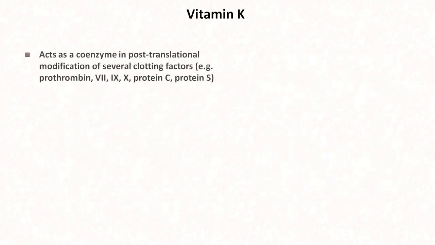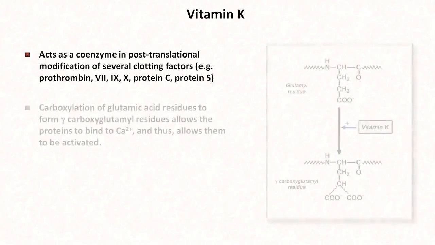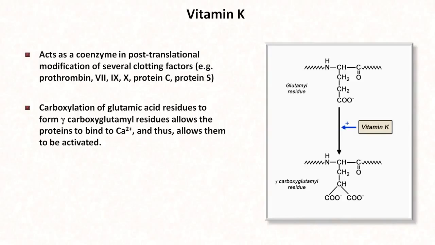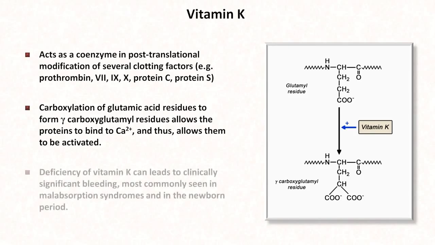The role of vitamin K is to act as a coenzyme in the post-translational modification of several clotting factors, specifically prothrombin, factors 7, 9, and 10, as well as protein C and protein S. It aids in the carboxylation of glutamic acid residues to form gamma-carboxyglutamyl residues, which allows the proteins to bind to calcium and thus allows them to be activated. Deficiency of vitamin K can lead to clinically significant bleeding. This is seen in a variety of conditions, most notably malabsorption syndromes.